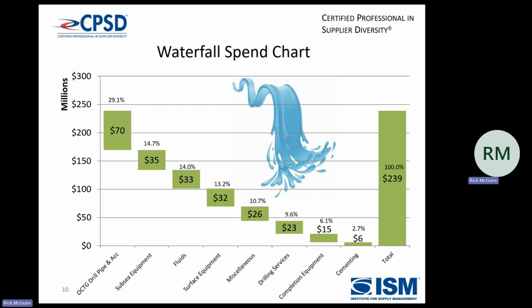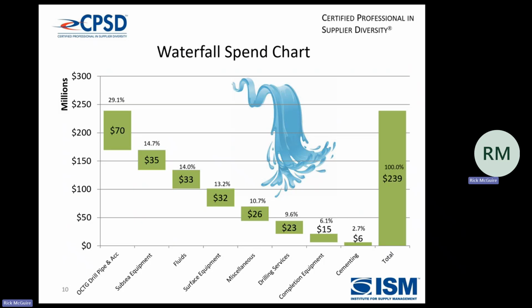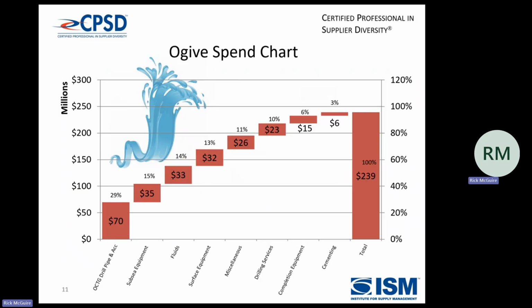So this is an example of a waterfall chart. And notice these categories at the bottom here. We'll keep those same categories and the same numbers. We're just going to show different ways of organizing it. So you can do the waterfall chart, or you can do the ogive, or you can combine the two into a Pareto analysis with an ogive.